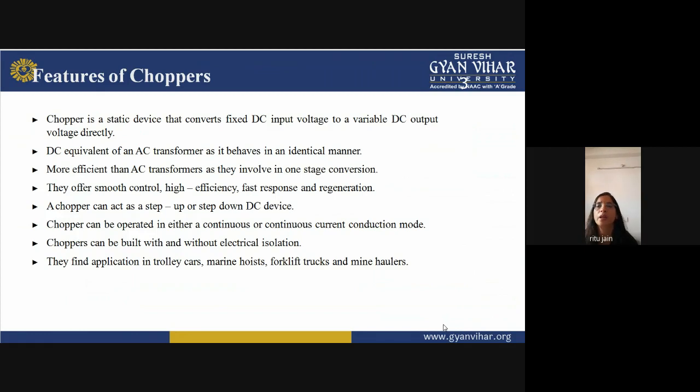So chopper can act as a step up or step down DC device. Chopper can be operated in either continuous or discontinuous current mode operation. Chopper can be built with and without electrical isolation. They find application in trolley cars, marine hoists, forklift trucks, and mine haulers. So there are many applications of chopper where you can use these choppers for DC to DC conversion.